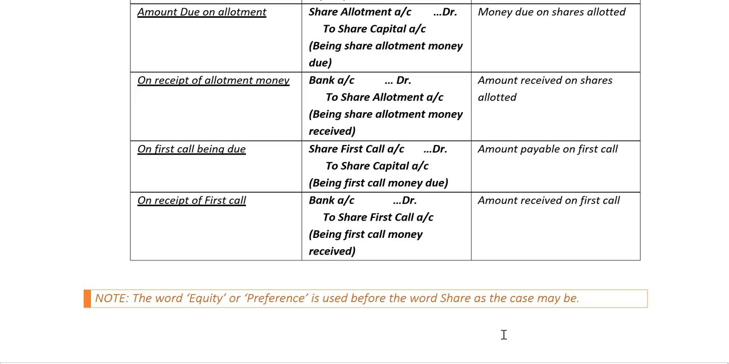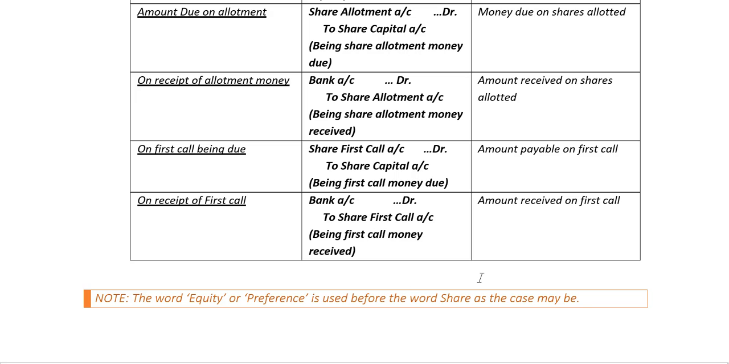Please note, the word equity or preference is used before the word share, as the case may be. So where the question specifies that the share is an equity share, we will use the word equity share application, equity share allotment, equity share first call, etc. And on the other hand, where the question specifies that it's a preference share, we will use the accounts as preference share application account, preference share allotment account, preference share first call account, etc.